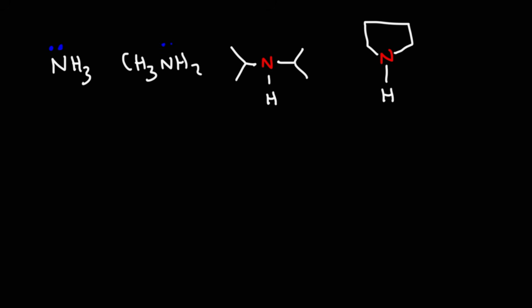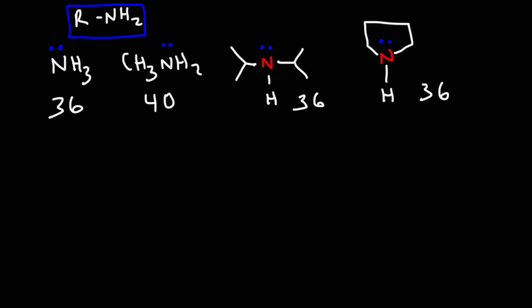So what do you think the pKa is for an amine? For ammonia, it's around 36. For methylamine, it's around 40, which is similar to ethylamine. Now isopropylamine, it's close to ammonia, that's 36, and the same is true for pyridine, at least according to my textbook. So the pKa for an NH group, where the nitrogen is neutral, on average, that's going to be somewhere between 36 and 40.